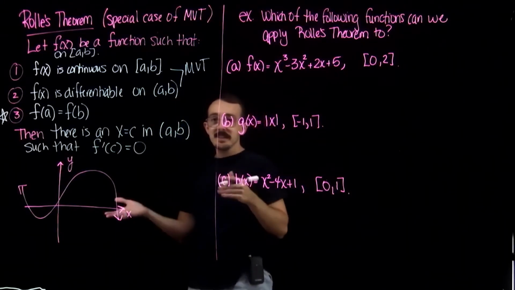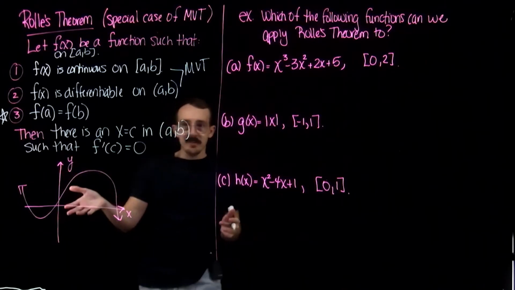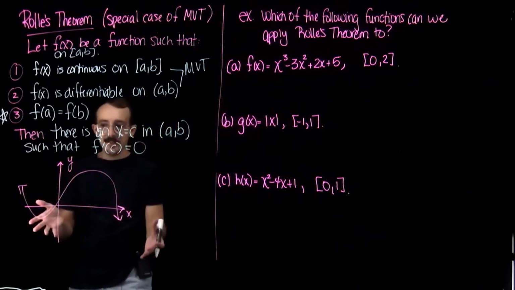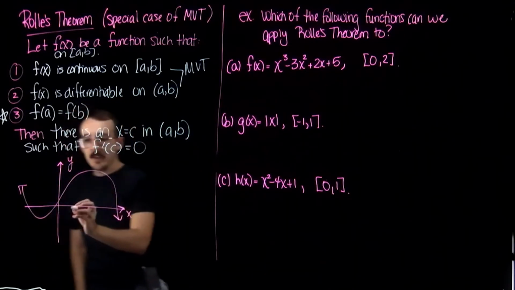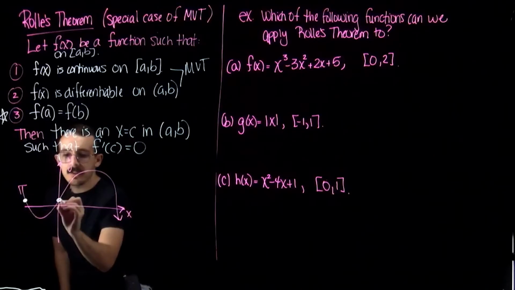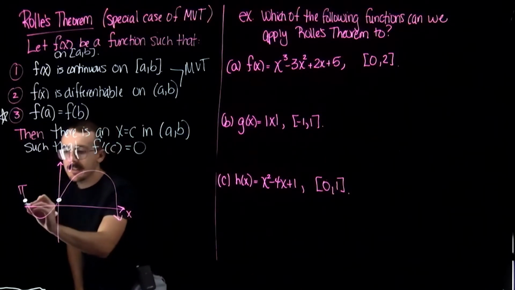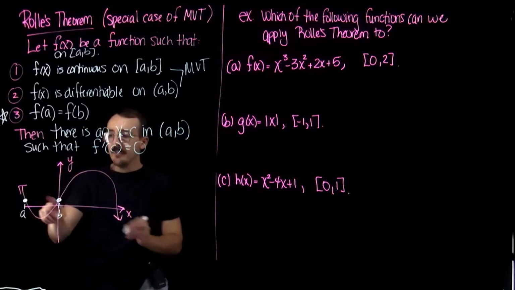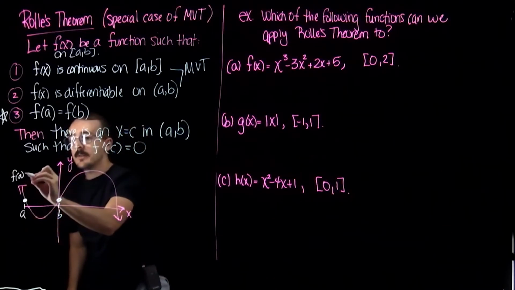Now, let's look at this two ways. So the first is graphically. So I have some nice differentiable continuous function. I'm going to pick two spots where the image matches here. So here they're both the same height. So I'm going to call this x value a, and this is b. So here my f of a is equal to my f of b.